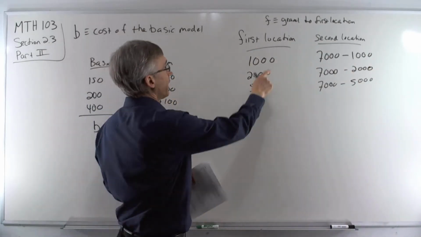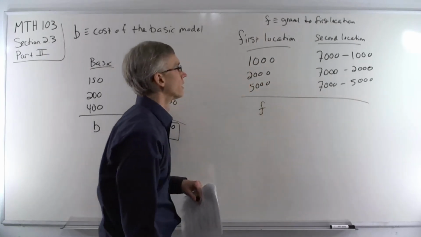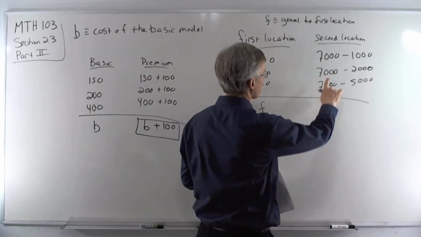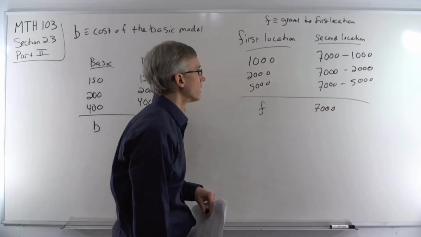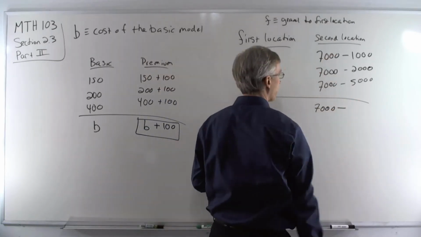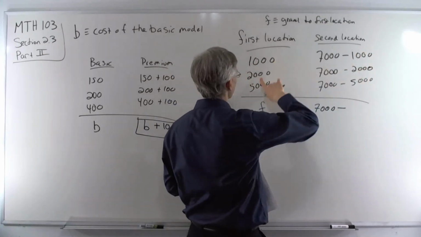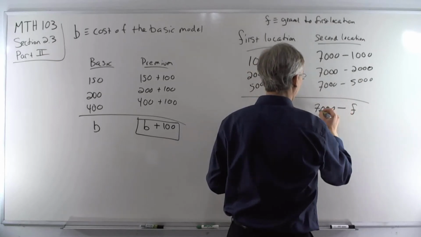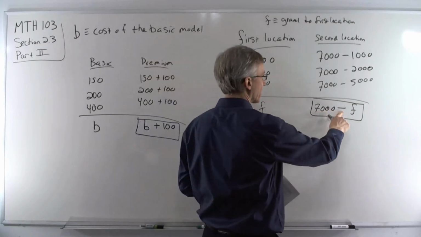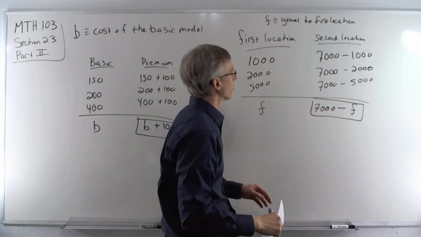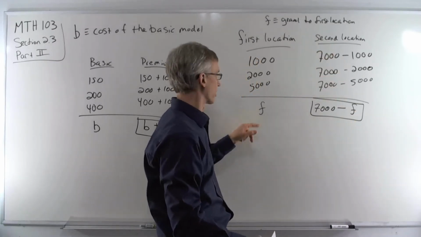All right, well, we've defined F to be the gravel at the first location. So that's F. Now over here, the number that's not changing is 7,000. So that stays. And the subtraction, that's not changing, so we're going to keep that. And then this number is changing, so this one's going to be a variable, and it matches this one. So we're going to use the same variable over there, F. So this expression here, 7,000 minus F, represents the gravel that we drop off at the second location in terms of the gravel we drop off at the first location.